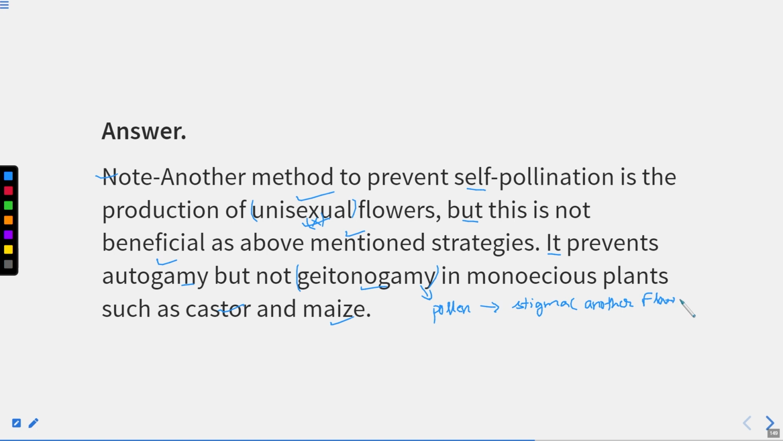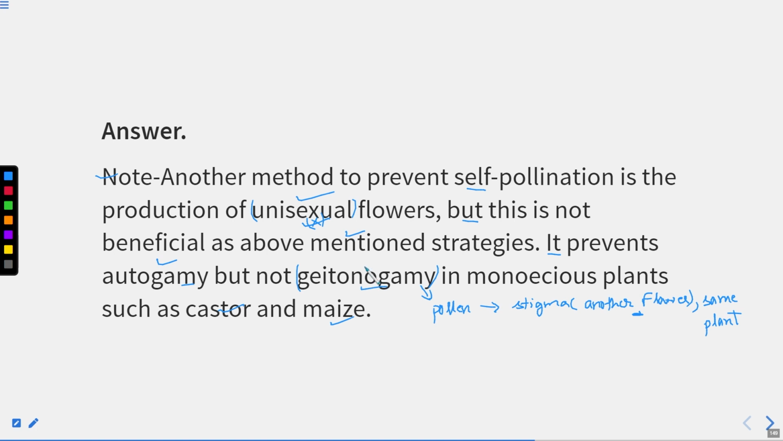Okay, to the stigma of another flower, but this flower is present on the same plant. Okay, both these flowers are present on the same plant. Okay, this is clear. This is also a kind of cross-pollination only or self-pollination only.